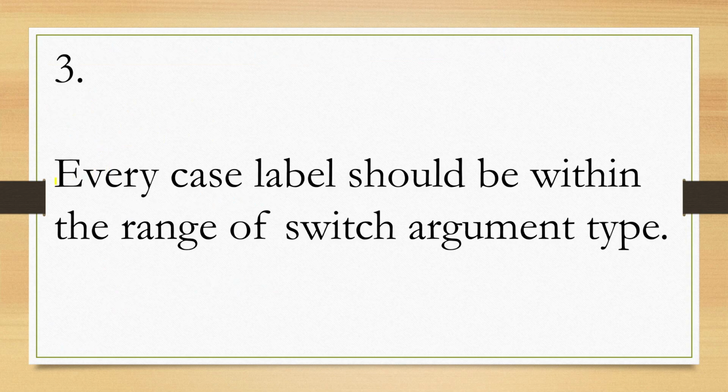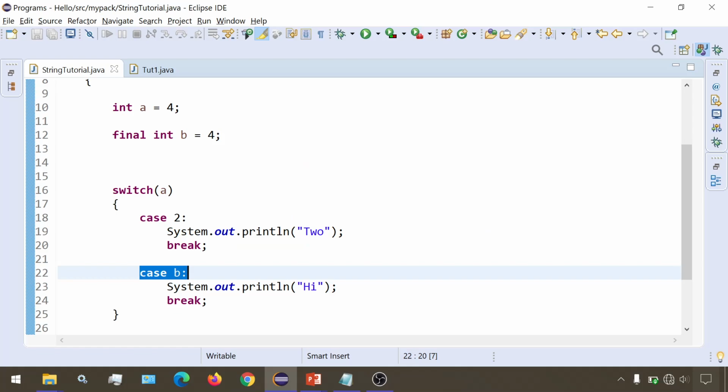Then the third case, every case label should be within the range of the switch argument type. So we have seen that it should be of the same data type, but also it should be within the range of the switch argument type. So the argument for switch here is this variable a, and the value of this variable is 4, and the type of this variable is int. So the case values, whichever I write here, this 2 and this 7, should be inside the range of this int.